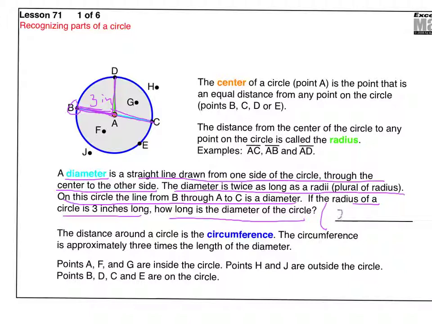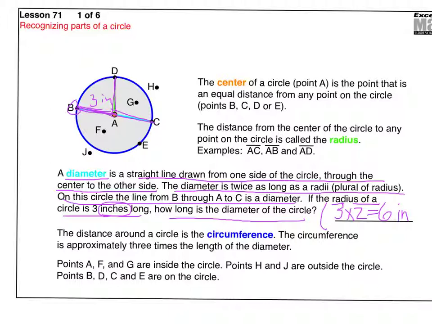Okay, so you should have already done this. You should have written 3 times 2, or 3 plus 3, is equal to 6. I bet some of you just wrote 6 and you didn't write 6 inches. You have to put the unit of measurement that goes along with that 3.